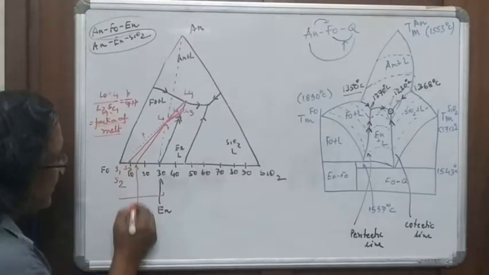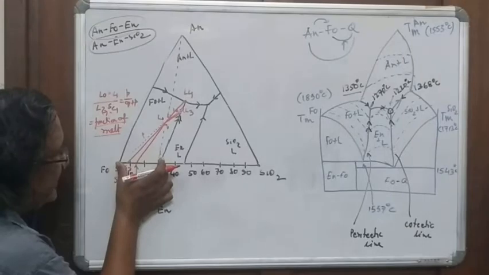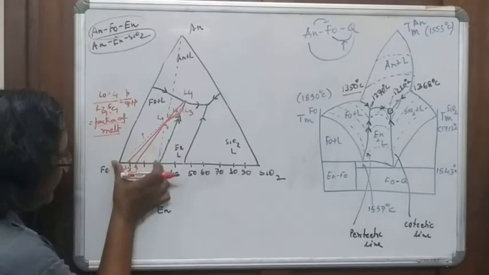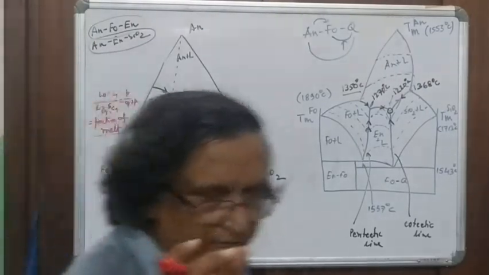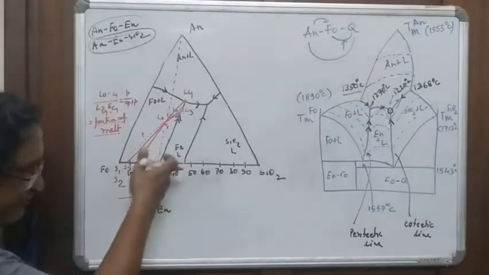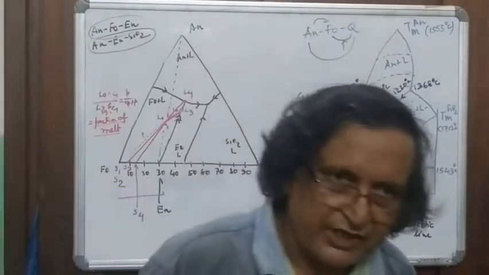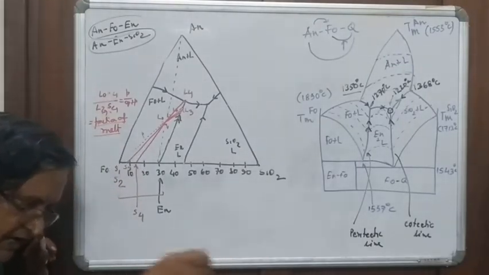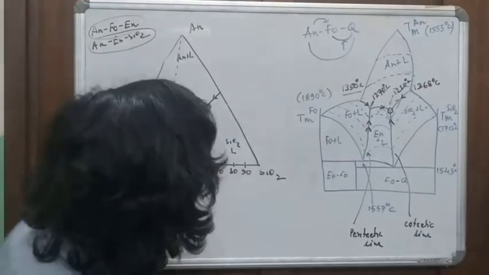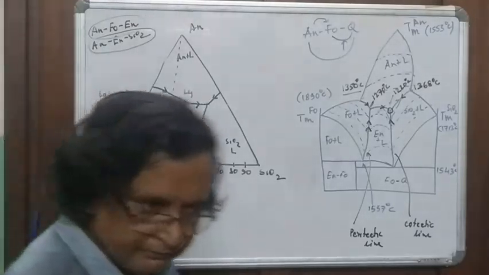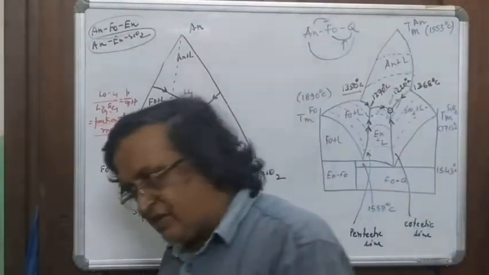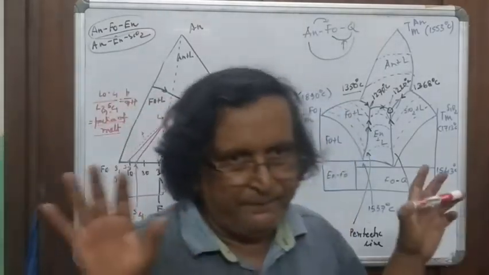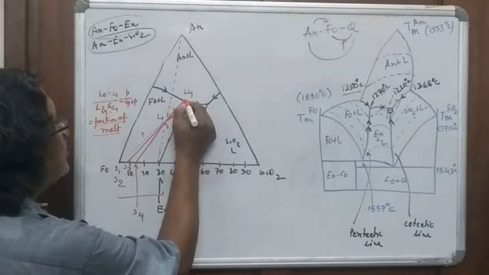So what is the proportion of forsterite? I can see this divided by this is the proportion of enstatite. This divided by the whole, that's the proportion of enstatite. And the rest of it is the proportion of forsterite. So as long as forsterite, enstatite and melt are in equilibrium, the melt cannot leave this point. Yes or no? As long as forsterite, enstatite and liquid are in equilibrium, the melt cannot leave L4.